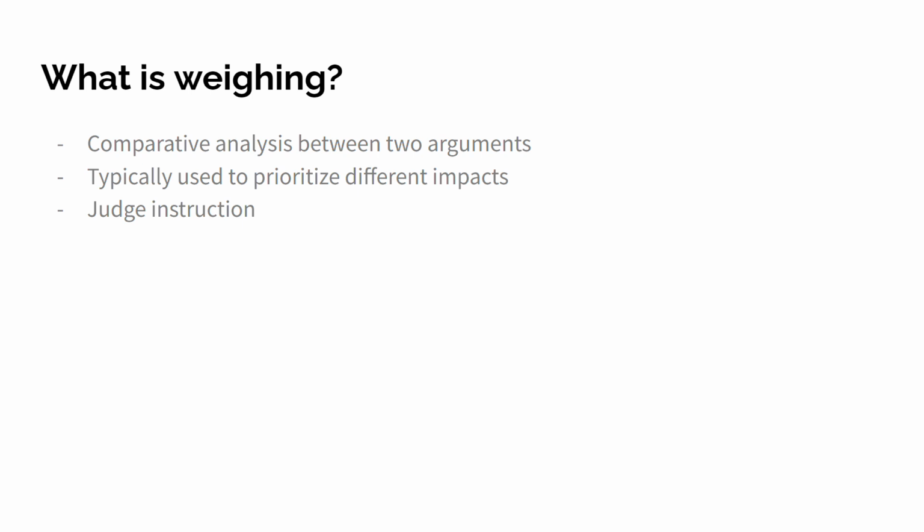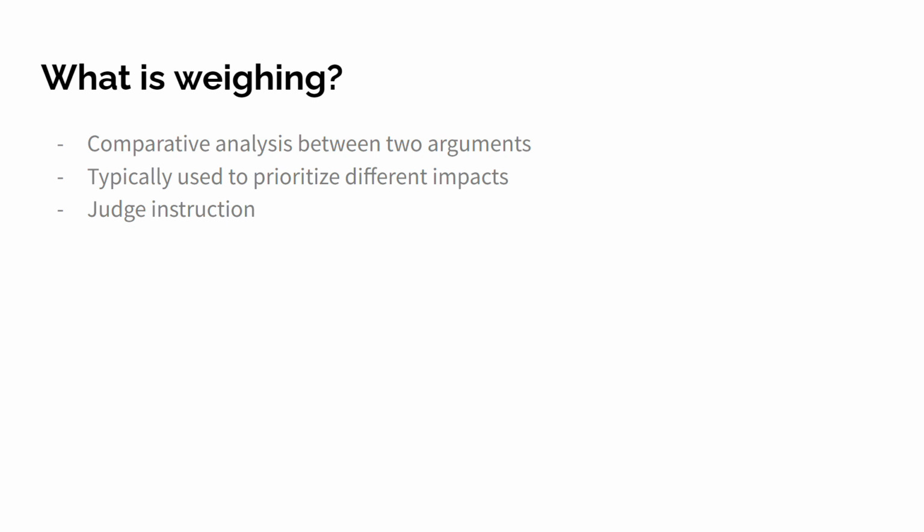Weighing is essentially a comparative analysis in debate between two different arguments. Specifically, it is used to prioritize different impacts most of the time. And most importantly, it's a form of judge instruction that informs the judge which argument or which impact they ought to prioritize.